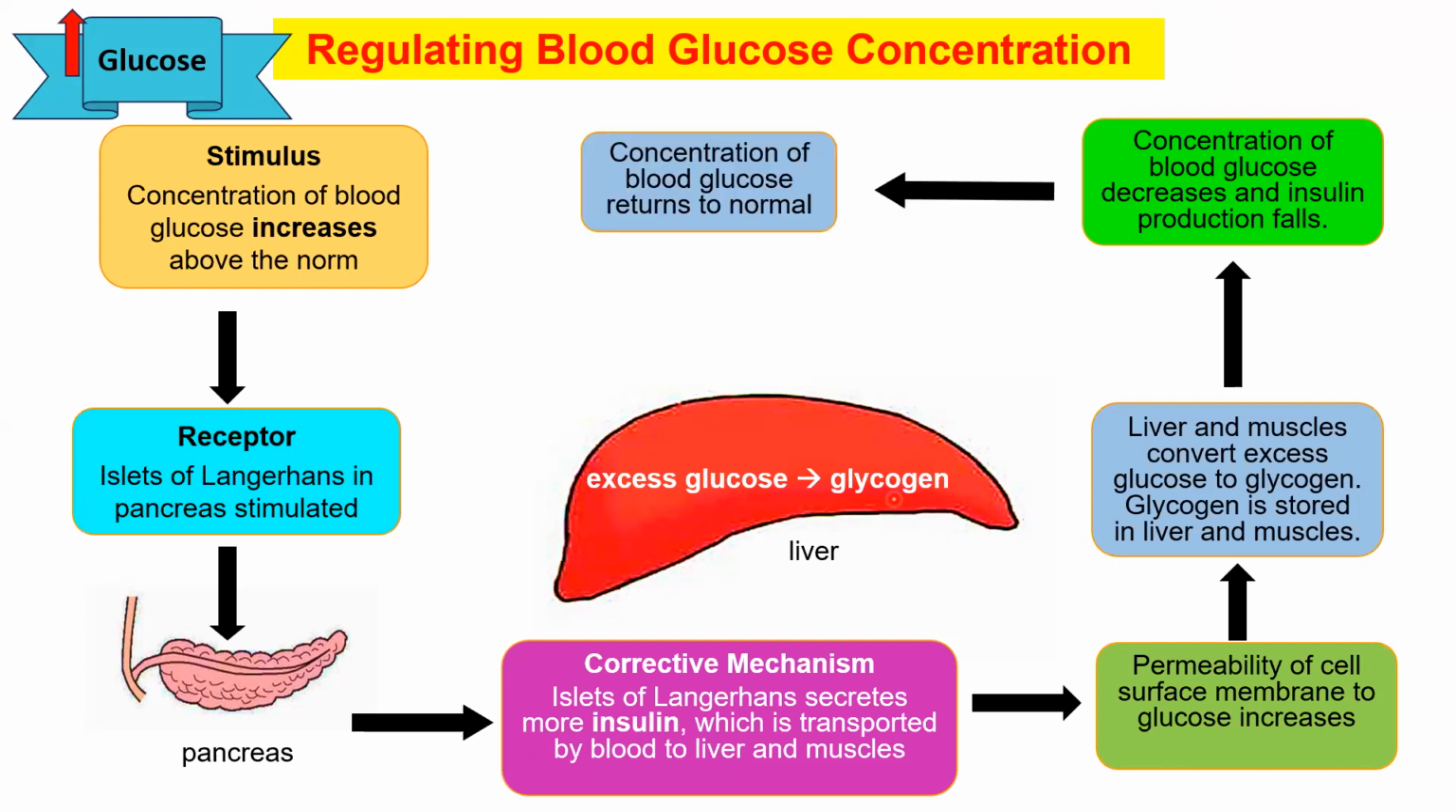The condition is taken towards the normal, and the negative feedback is sent from the decreased glucose level, because of the insulin, to the receptor to stop producing further insulin because correction has been done. So that is the negative feedback loop.